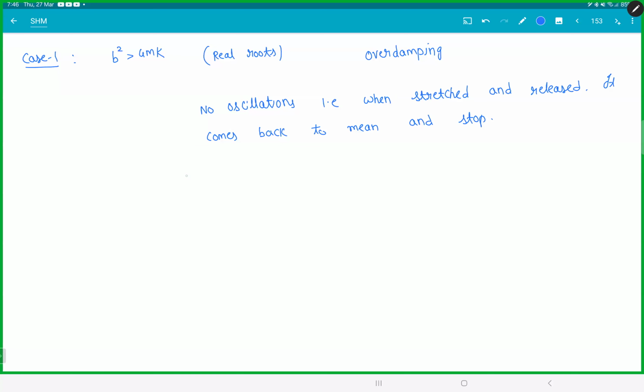So these are some examples of that. A spring door, right? When opened and released, it comes back to initial position. Shock absorbers in vehicles are overdamped. So these are some examples of overdamping.